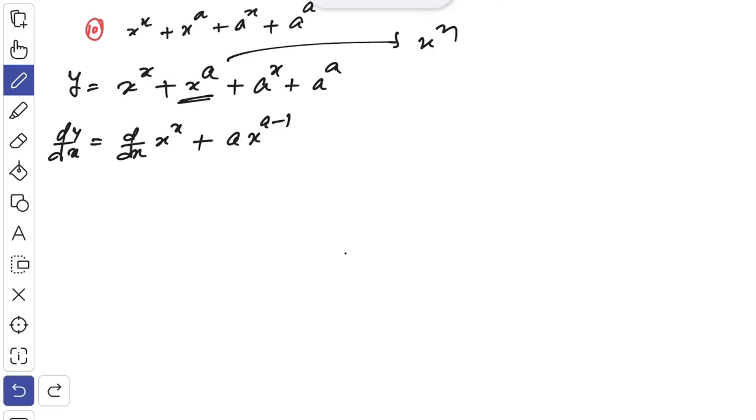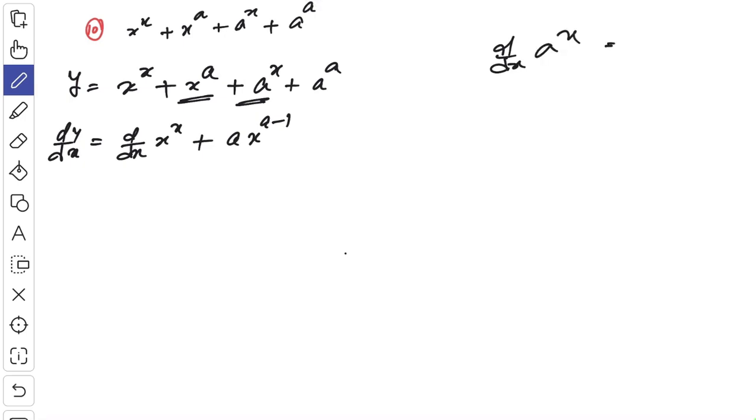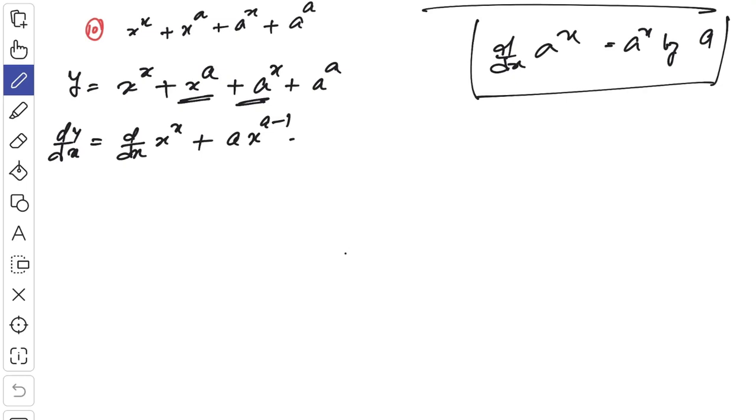That's very simple. Now you see, the derivative of a to the power x is going to be equal to a to the power x log of a. This is a formula, remember this one. So what we have got is a to the power x log of a, and as this is a constant, its derivative will be zero. Now let us find this.